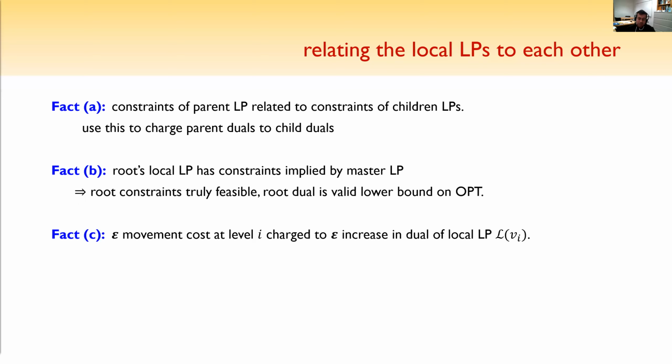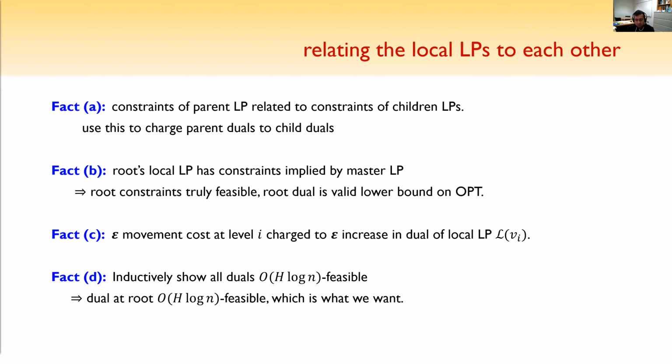Okay, and so basically the charging that we do in terms of the movement cost to the dual happens at the local level, then the local LPs compose and produce the global LP. So the duals in the local LPs actually are accounted for by the dual of the global LP, which in fact is a lower bound. Okay, and we show inductively that all the duals are feasible.